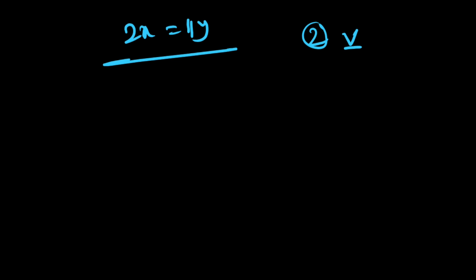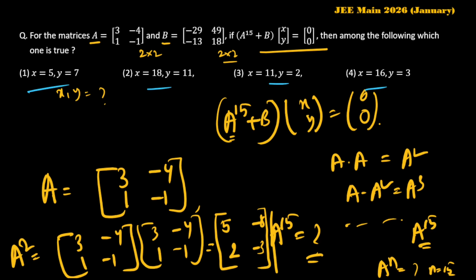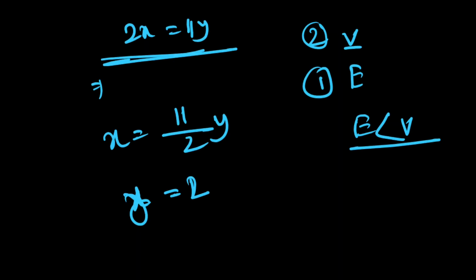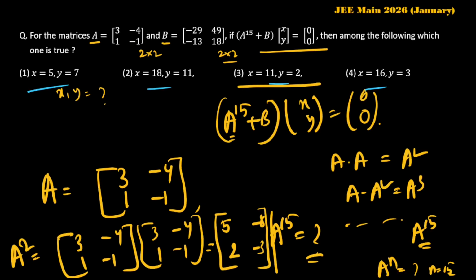But in the question it is asked what is the value of x. So we check from the options. If we see these options, we easily get the value of x from this equation. So we write x is equal to 11 by 2 y. When we put y is equal to 2, then we get x is equal to 11. So x is equal to 11 and y is equal to 2 is a solution of this equation. If we see the options, x is equal to 11 and y is equal to 2 is a solution of this equation. So the third option is the correct answer.